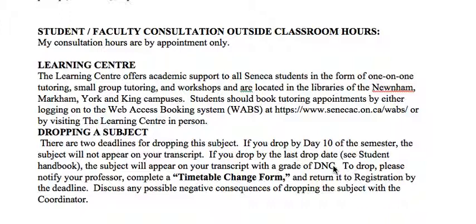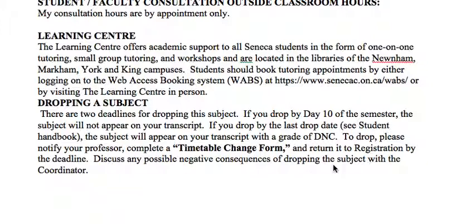My faculty office hours are by appointment only, so make sure that you do email me if you want to meet and talk about anything regarding the course, content, assignments, missed classes, anything like that. I also have posted my Skype address on Blackboard, so if you want to meet with me over Skype, that's appropriate as well. The Learning Center offers academic support to all Seneca students. So they do have tutoring at the Learning Center. If you are interested in peer tutoring, that is a great resource that you can use.